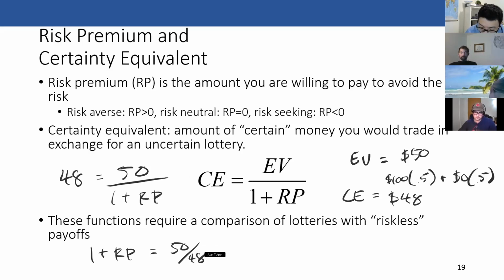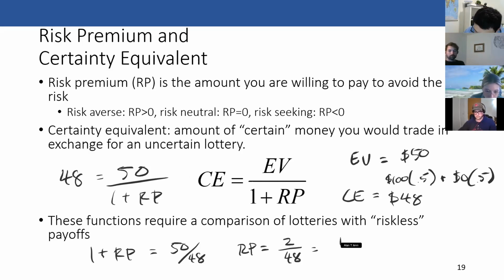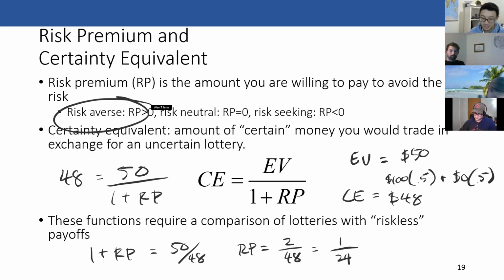Okay, and if I subtract 1, so RP is equal to 2 over 48, right? Is equal to 1 over 24. Okay, and so we know that you are risk averse because your RP is greater than 0.